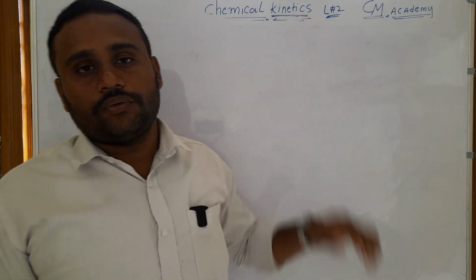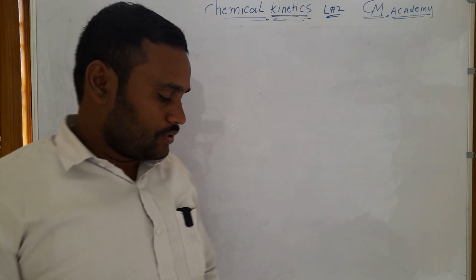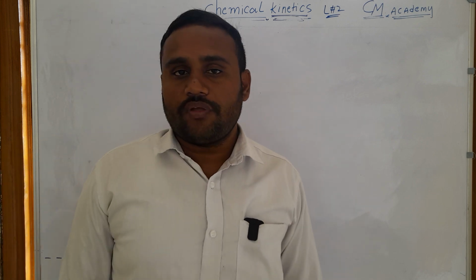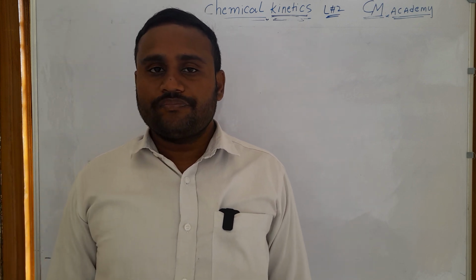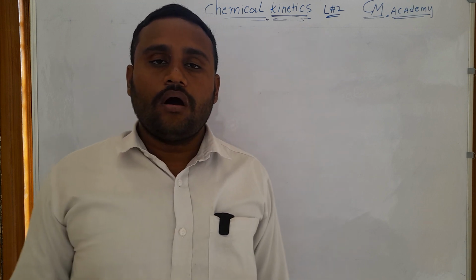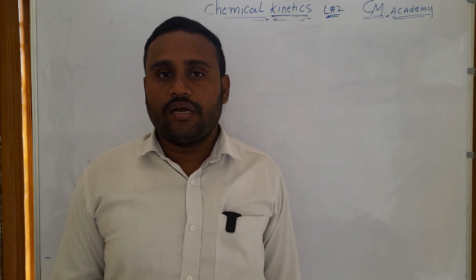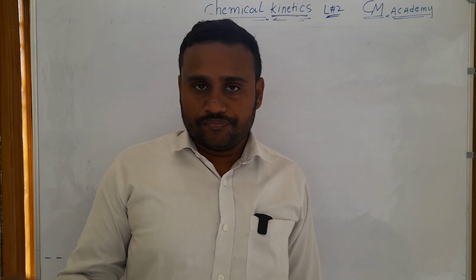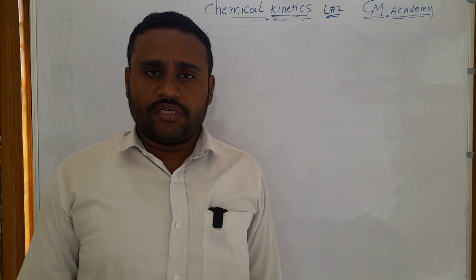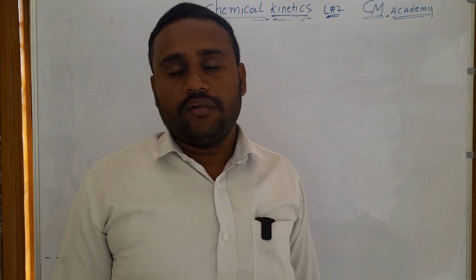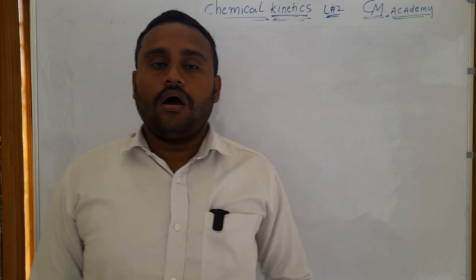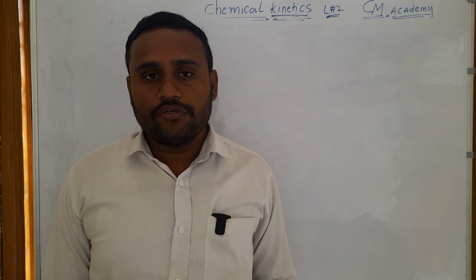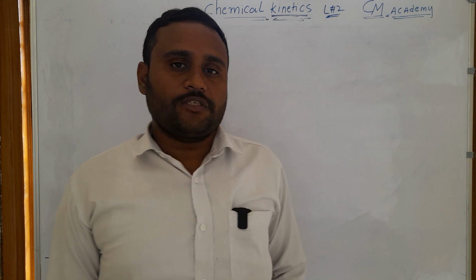This is lecture 2 in the chemical kinetics chapter. In the last video, I explained the introduction of chemical kinetics, types of chemical reactions, and how to write the rate of reaction, in the sense of average rate and instantaneous rate. Then I explained how to write the rate of formation and rate of decomposition, and one model problem also.